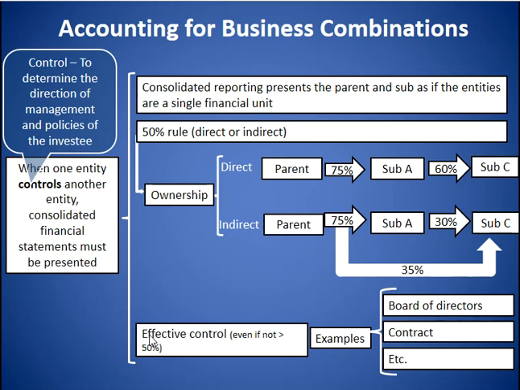And again, this last box is a reminder regarding effective control. Even if we don't have 50% of an acquisition, there may be many times where we'll actually consider the fact that we have control over the entity. An example again is if the parent company controls the board of directors, or if there's a contract between the sub company and the parent company that effectively manages the sub company. And there are many different examples like that.